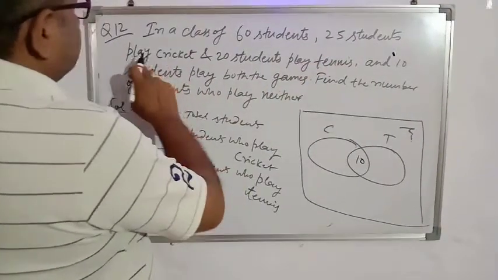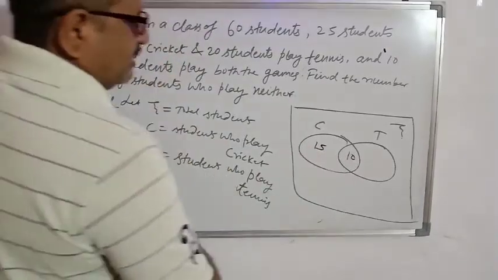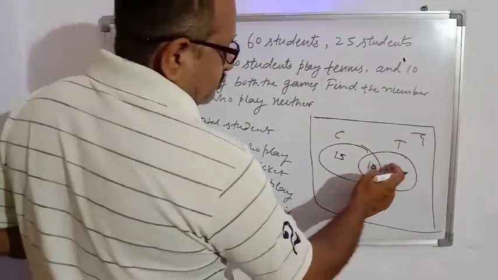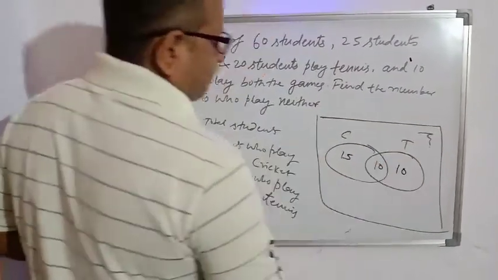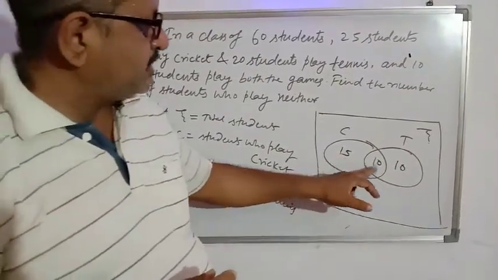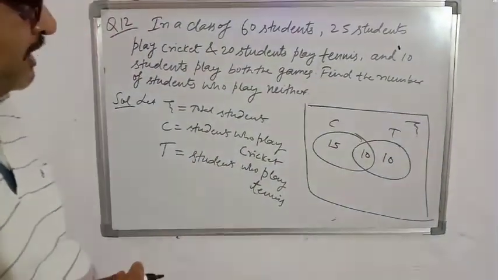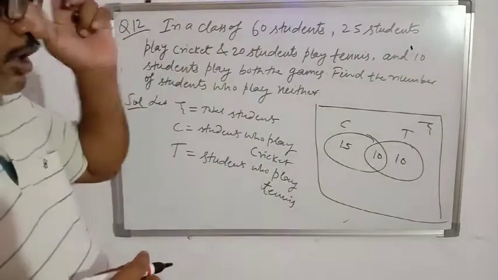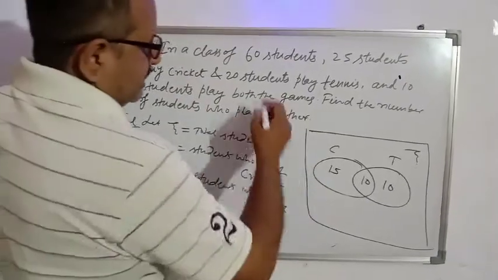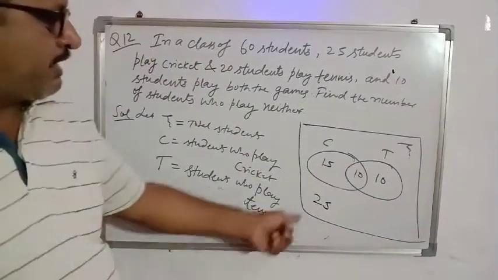25 students play cricket. 10 is already written, so 25 minus 10, we write 15 here. 20 students play tennis. 10 is already written, so 20 minus 10 is 10. And the total number of students is 60. So 15 plus 10 plus 10: 10 plus 10 is 20, 20 plus 15 is 35. The total number of students is 60. So how many students do not play any game? 60 minus 35, that means 25.